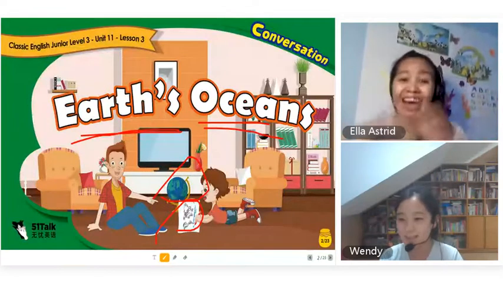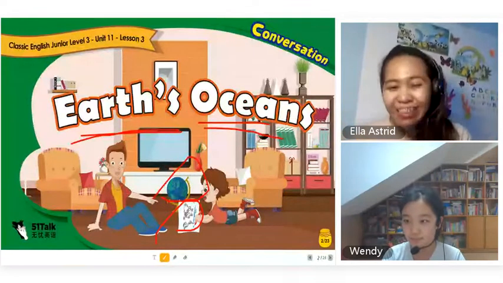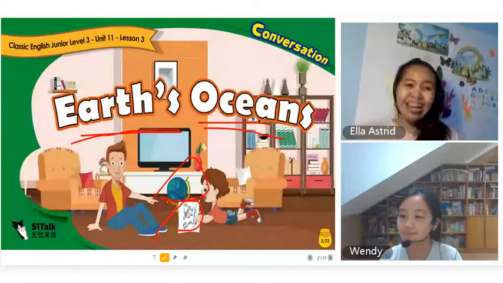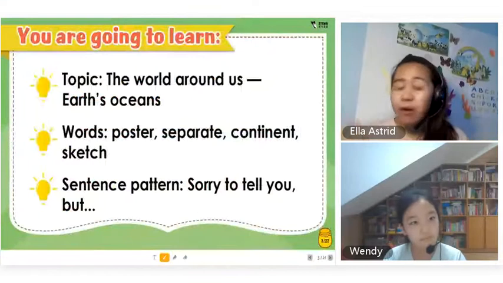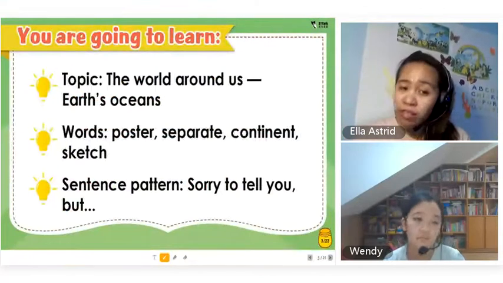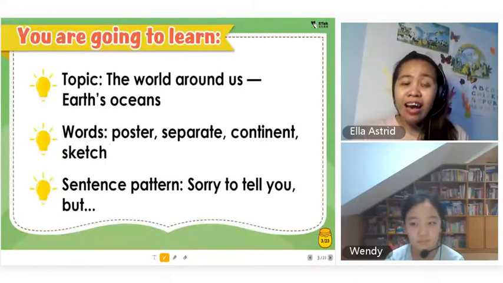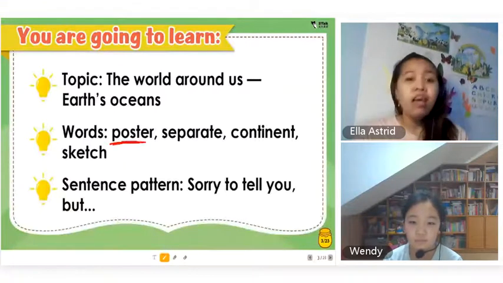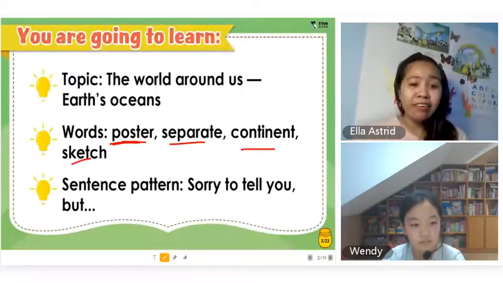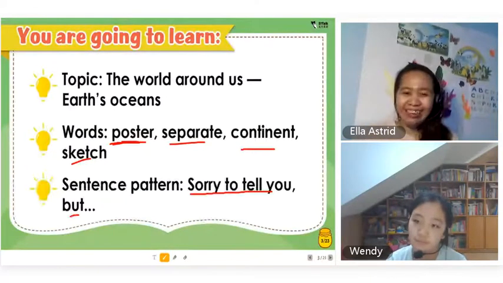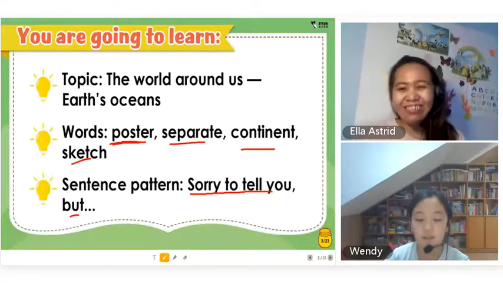Okay, let us have another picture. Ta-da! Today, Wendy, we are going to discuss Earth's oceans, and the words that we are going to learn are poster, separate, continent, and sketch. The sentence pattern is this. Listen attentively.